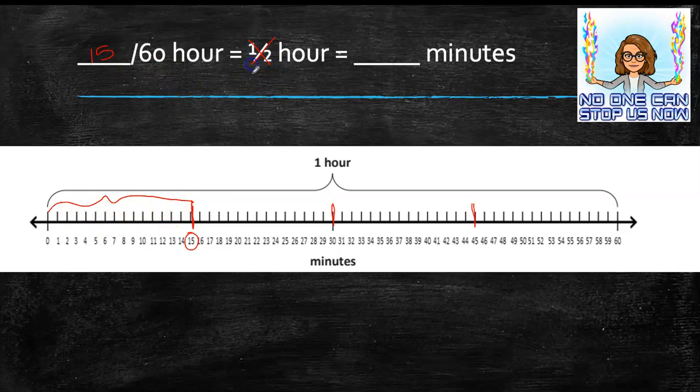I'm sorry, this is supposed to say 1/4 of an hour. Fix that. 1/4 of an hour. So 15/60ths and 1/4 are equivalent fractions, which makes it 15 minutes.